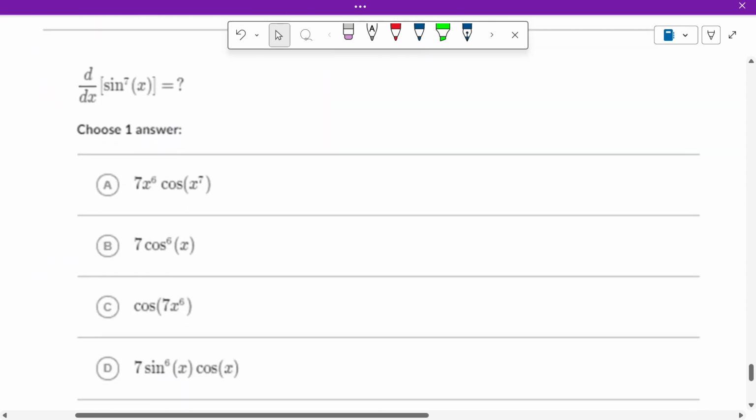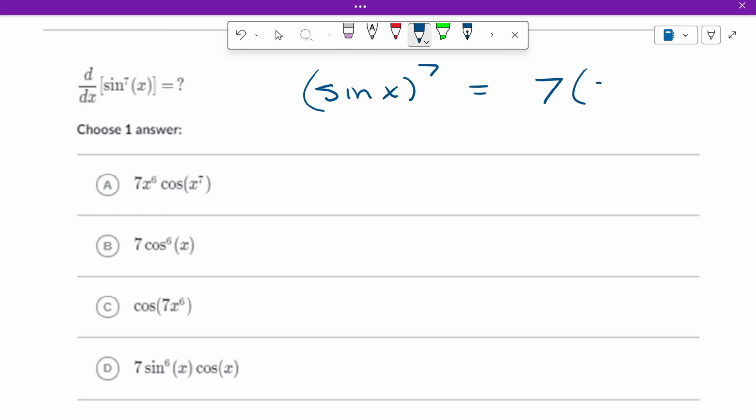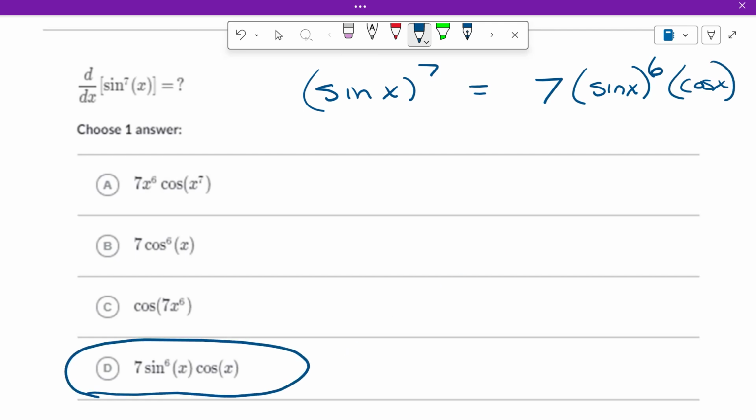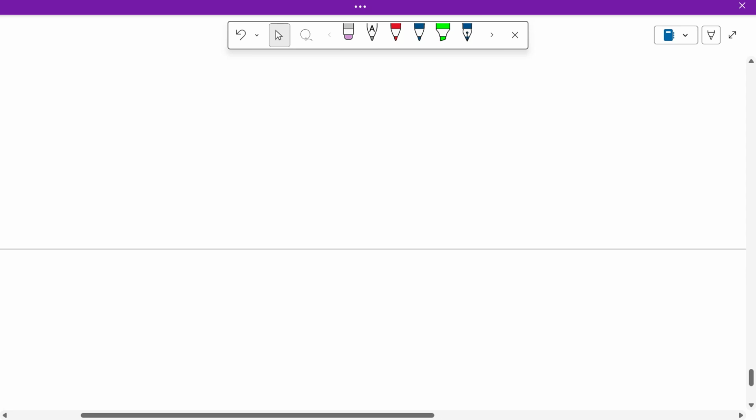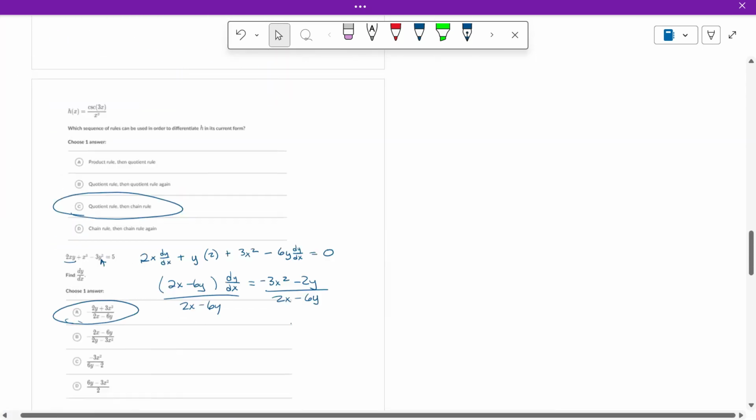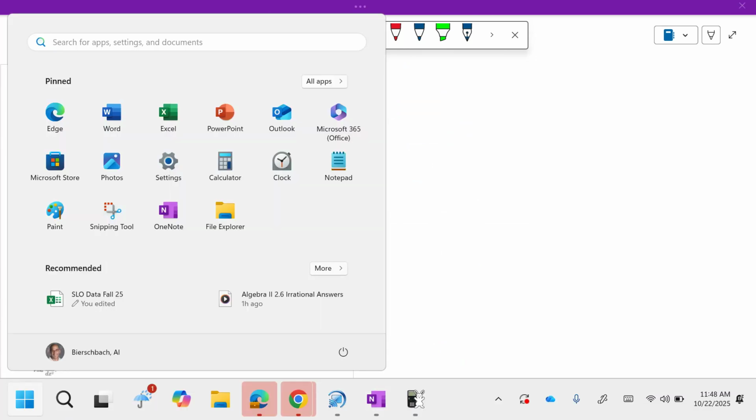First derivative of this. What rule? Chain rule. Thanks, John. Sine of x to the 7th power is 7 sine of x to the 6th power times first derivative of the inside, which is cosine of x. So it's 7 sine to the 6th of x cosine of x. You guys are going, hey, maybe I'm a little smarter than I thought. I kind of remember a lot of this, right? And that's it. That's the basics.